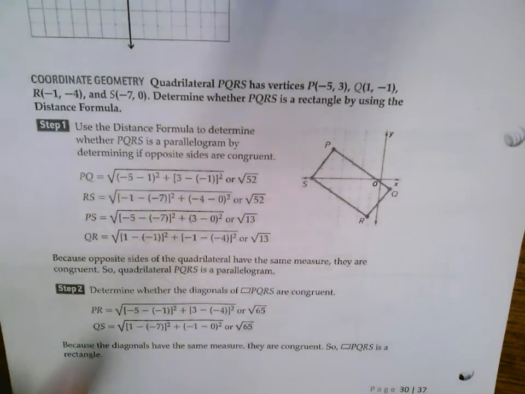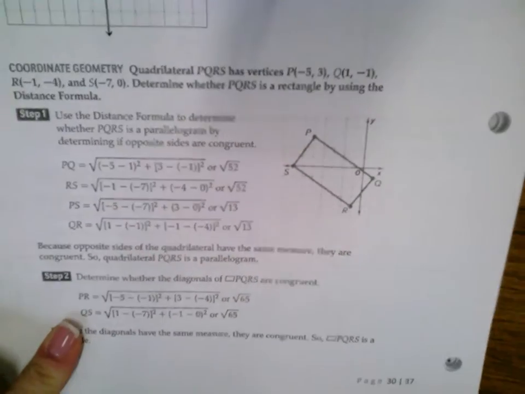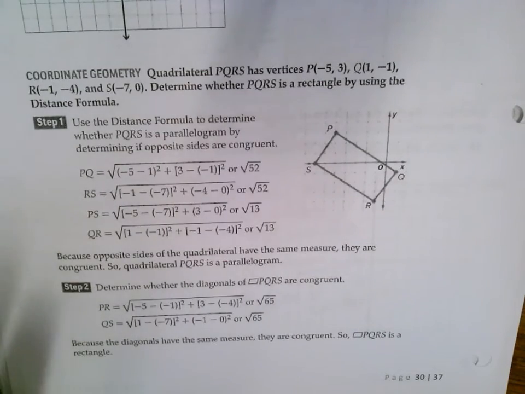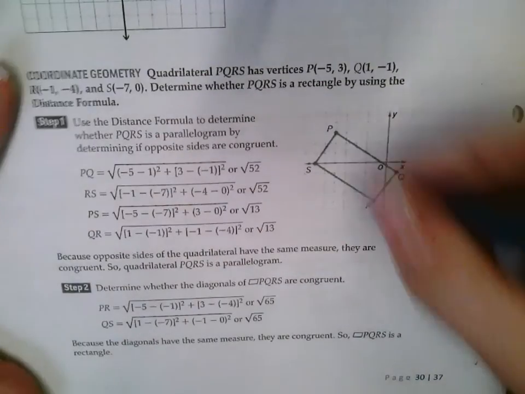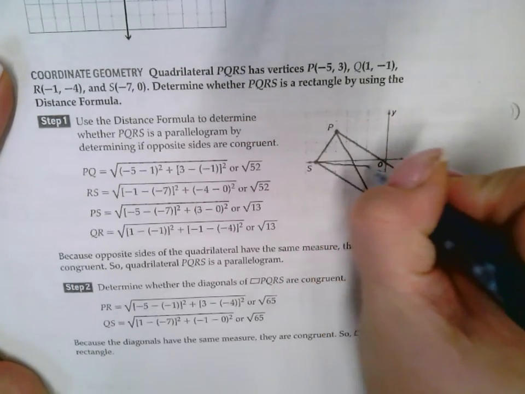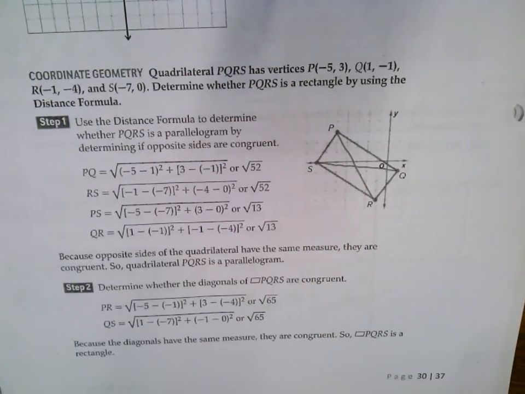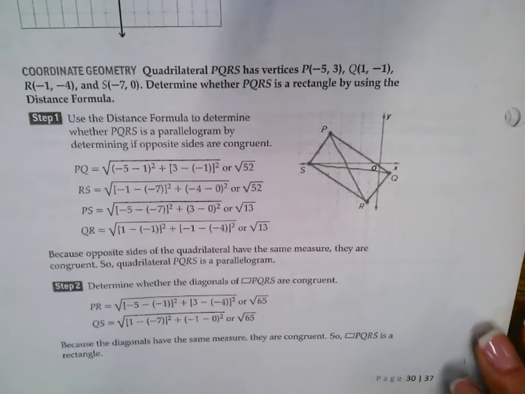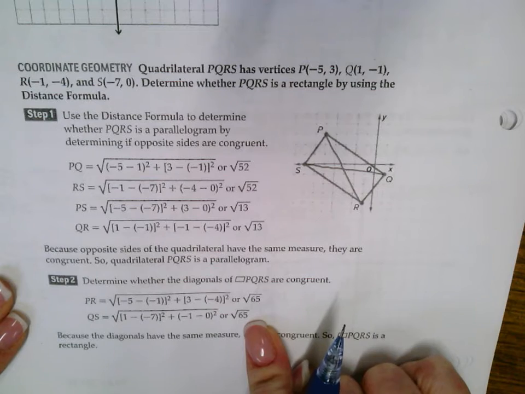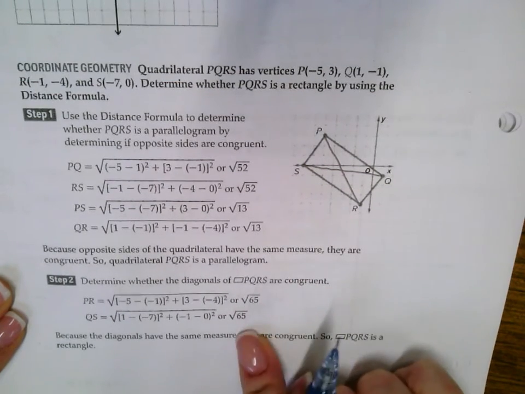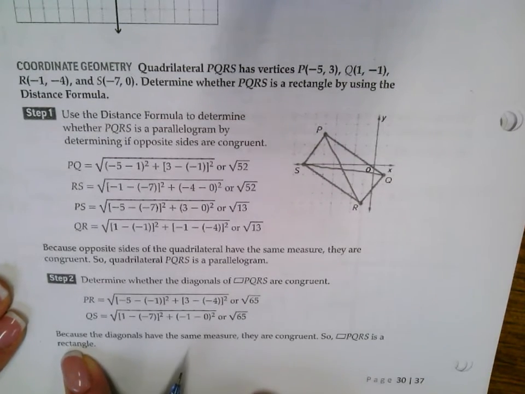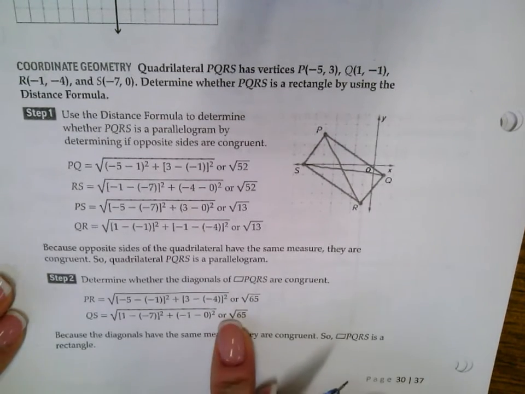Opposite sides are congruent and it's a parallelogram. But can we tell if it's a rectangle? And so what we're going to do here is we're going to do the distance formula 2 more times. And we're going to be doing the diagonals. Because remember, in a rectangle, the diagonals are congruent. And so what they've done here is they've calculated the length of the 2 diagonals, and they're the same length. So we can conclude that this is a rectangle. We just have to do a little bit more work.